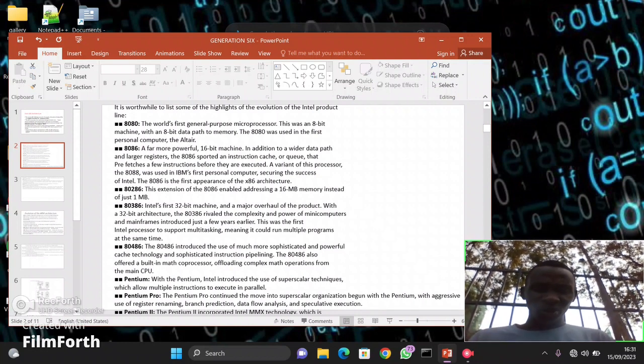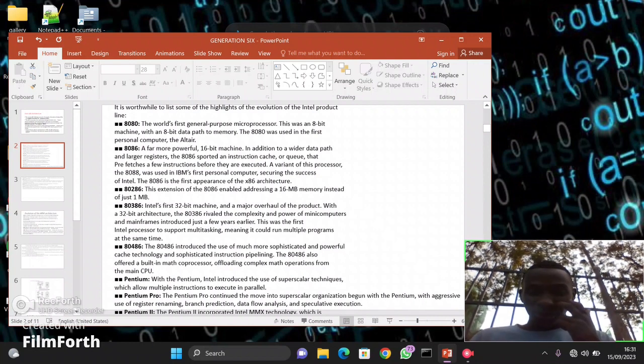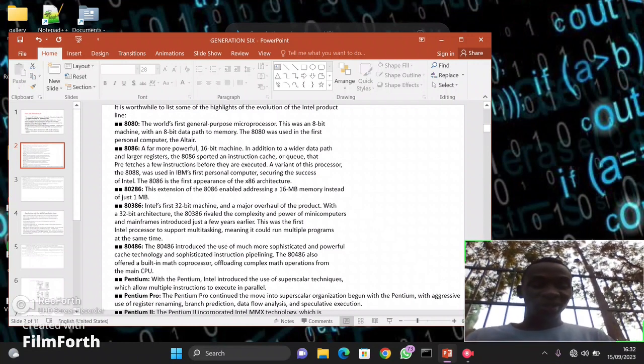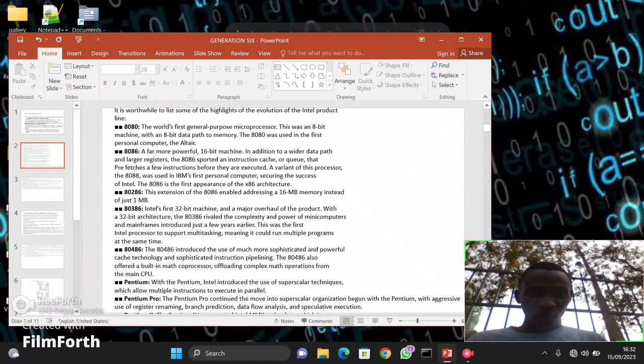Then the Pentium Pro continued to move into superscalar organizations, and this was begun by Pentium. This one employed the aggressive use of registers, branch prediction, data flow analysis, and speculative execution.